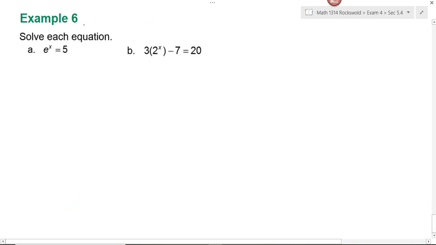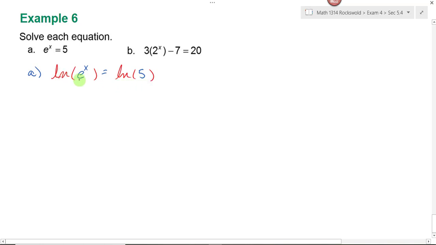In example 6, we're asked to solve each of the following equations. So let's go through this same process and see if we've learned anything. So I start with e to the x equals 5. Now remember, natural logs and e's are inverses of each other, and a log is a mathematical operation. So if I perform the same mathematical operation to both sides of the equation, I should maintain equality. So I'm going to take the natural log of the left-hand side of the equation and set that equal to the natural log of the right-hand side of the equation.